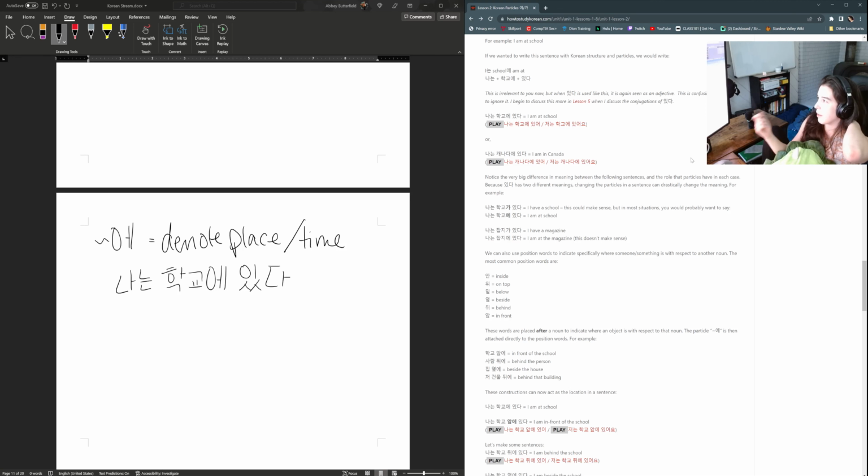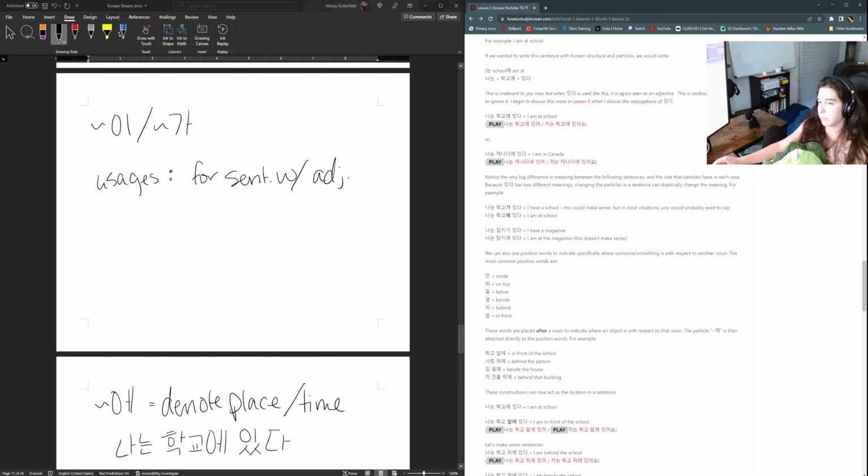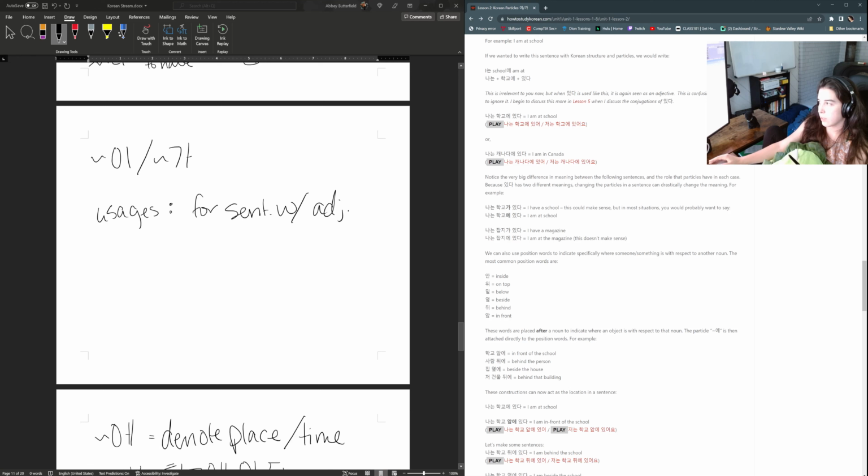All right. I don't even know where we're at. Oh yeah, I have a school versus I am at school, and I have a magazine versus I am at the magazine, which is the difference between using e and ga versus e, because e denotes a place and time, where e and ga are just another variation for. It's different than object verb.